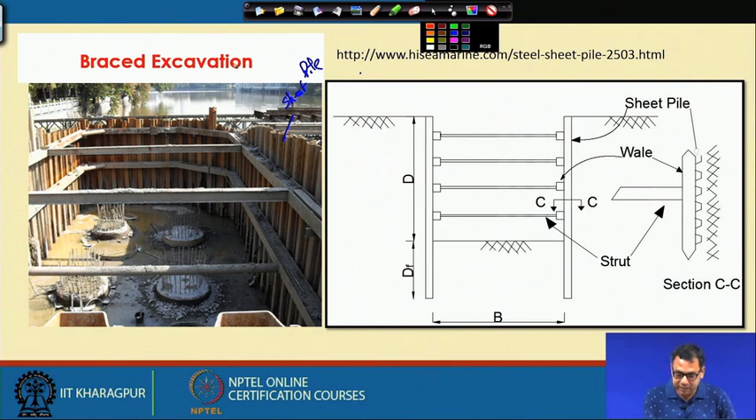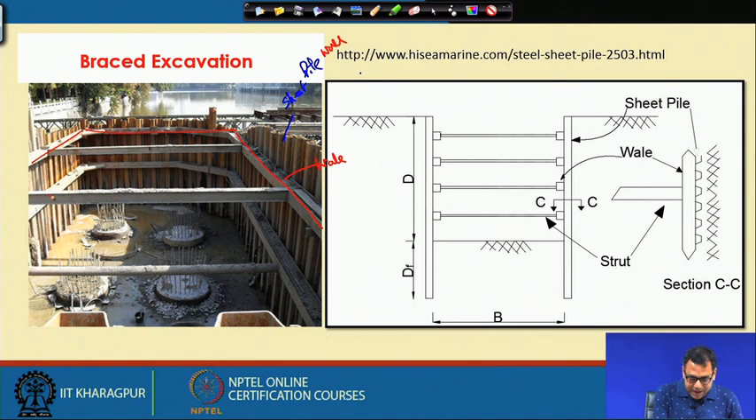What is the bracing system? This is the sheet pile. In addition to that, we will provide a beam. This is called the wale, or Euler beam. This is the beam which is connected with the sheet pile wall, and then we provide some lateral support. These are called the struts.